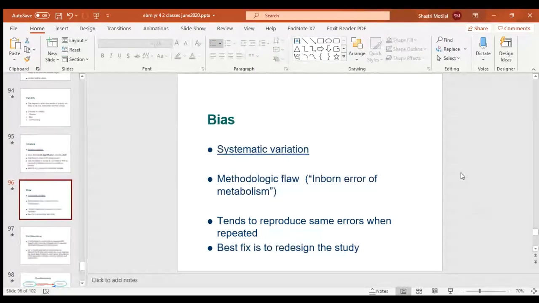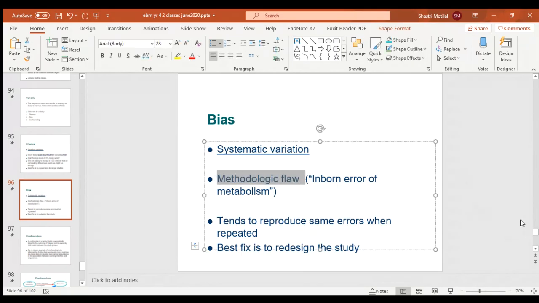There's bias. Bias is a problem with how the study is designed. Bias is a methodologic flaw. We liken it to inborn metabolism because it's like having an abnormal gene. If you have an abnormal gene, you're going to get the disease. In the same way, if you have an abnormal methodology or a study is designed poorly, it's always going to give you flawed results, right? So the only fix for bias is really to redesign the study.